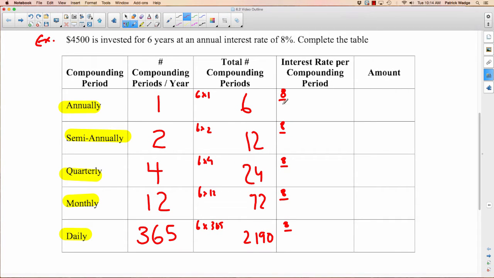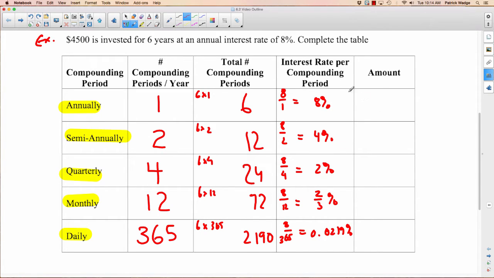So in the first one, it's 8 divided by 1, which is 8%. Then we've got 8 divided by 2, 4%. 8 divided by 4, 2%. 8 divided by 12, 2/3 of a percent, or 0.6 repeating percent, I suppose. And 8 divided by 365, that's just ugly. You get some crazy decimal. I'll write some of it, 0.0219%. I'll stop there.